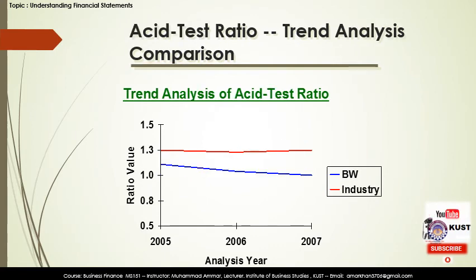And this is the trend analysis of our acid test or quick ratio. Acid test ratio trend analysis comparison. You can see on the horizontal axis the years 2005, 6 and 7, and the vertical axis shows the ratio values. And yes, we found in our previous slide that Basket Wonder has a weaker acid test ratio compared to the industry. And yes, we are seeing on this graph that the blue line is below the red one, and the red one shows the industry average.